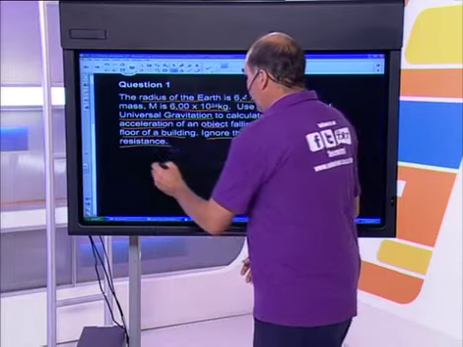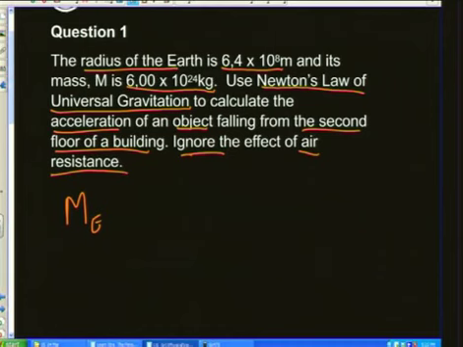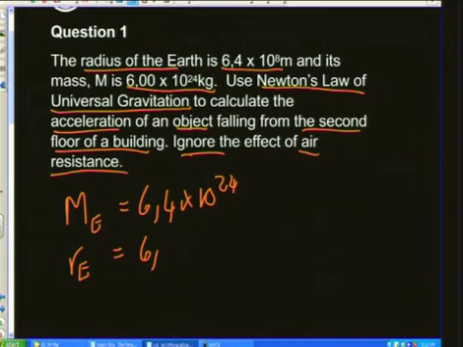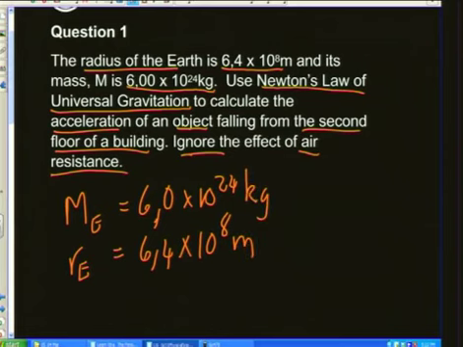Right, guys. What have we been given? We've been given the mass of the Earth, a big number, 6 times 10 to the 24. We've been given the radius of the Earth. This one wasn't 6,4, this was just 6. Sorry, I made a little error there. This is 6,4 times 10 to the 8 meters. And this was kilograms. Okay?